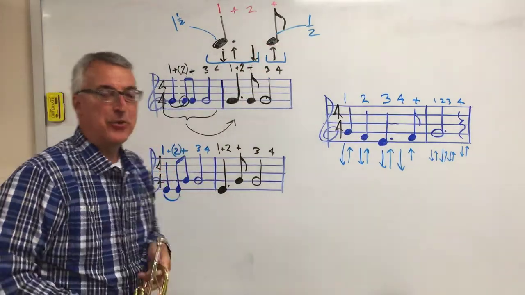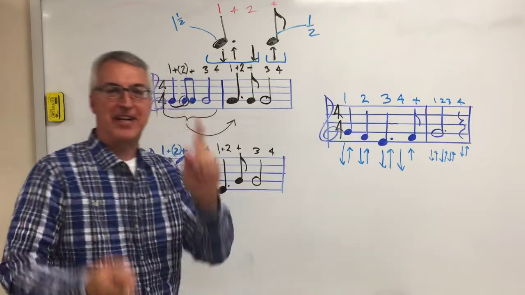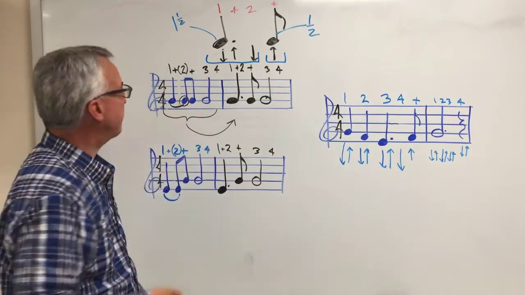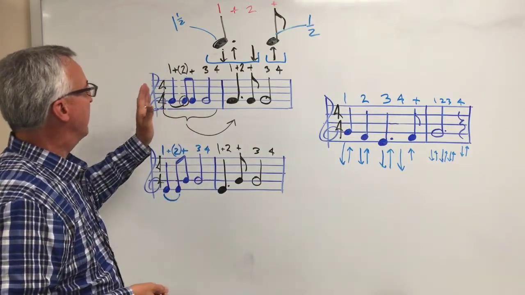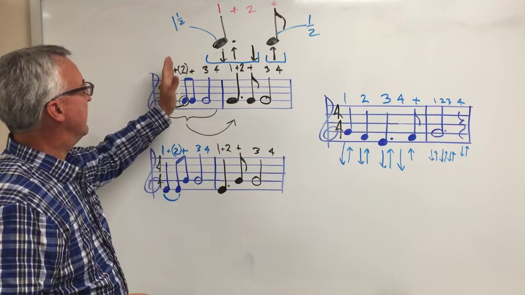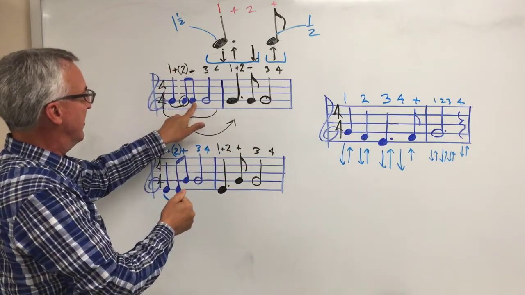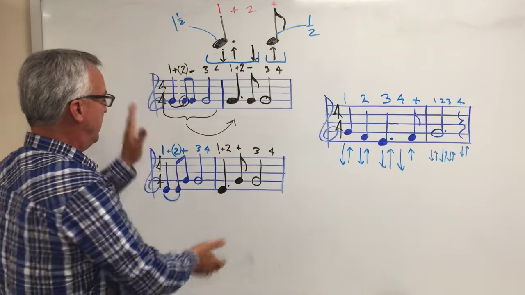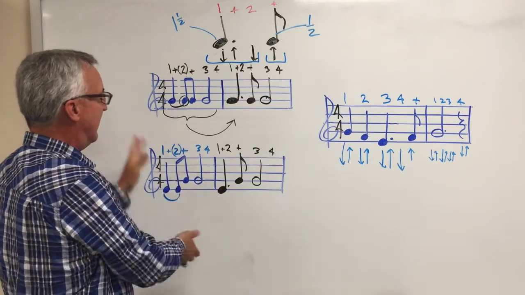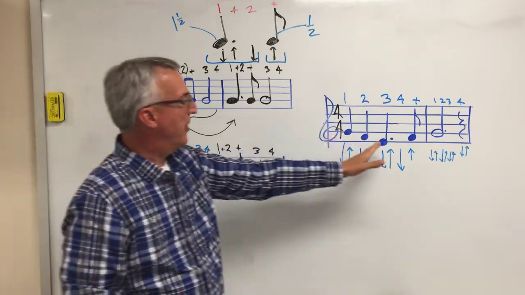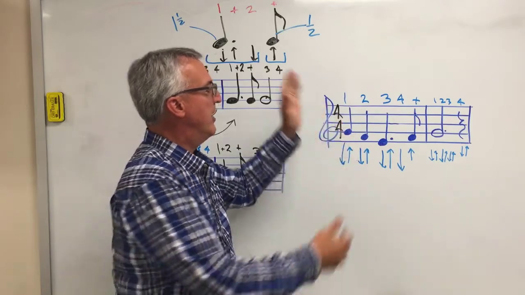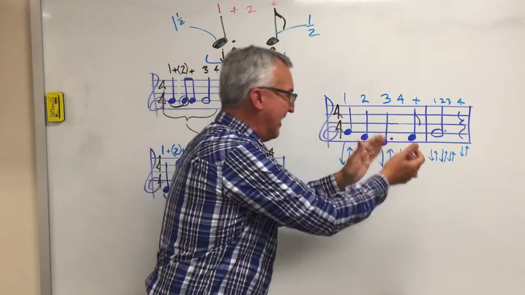So dotted quarter notes, a couple ways to think about them. Dotted quarter notes are 1.5 beats, and we count them at the beginning of the measure like 1 and 2 and, right? The eighth note is on the and. 1 and 2 and, ta, beat, ta, right? Or when they're on the third beat, it's 1, 2, 3 and 4 and, right?